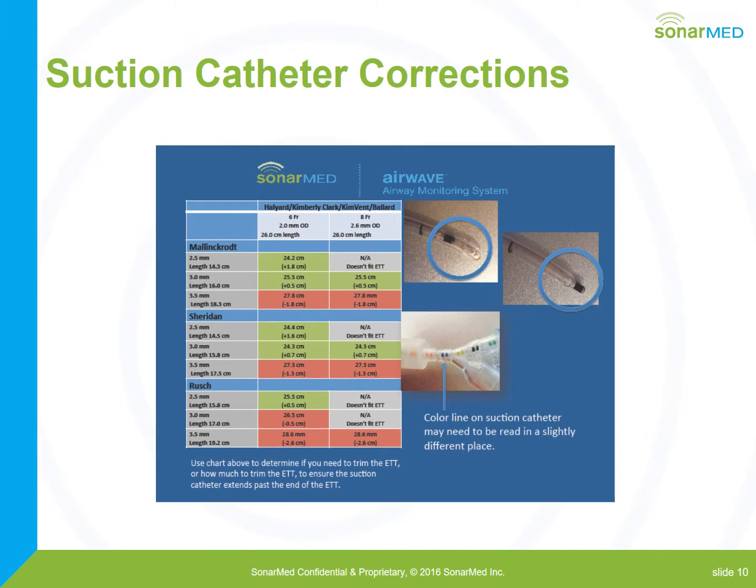You're going to suction straight through the SonarMed airwave. And so you're going to want to make sure that you're using the right length of suction catheter, and make sure that you know where to match up the lines on your suction catheter with the lines on the endotracheal tube. If you're using a 3.5 endotracheal tube, you will need to trim the tube just a little bit if you're using a regular length suction catheter in order to get to the very bottom of the tube. We can talk more about that in person or show you this chart, because I know you can't really read it on this screen.